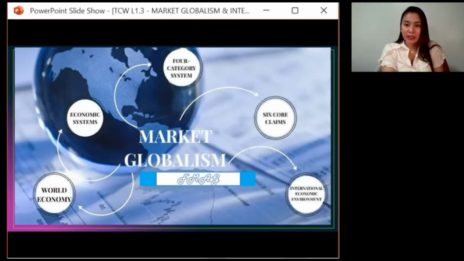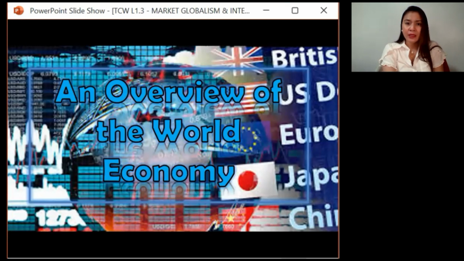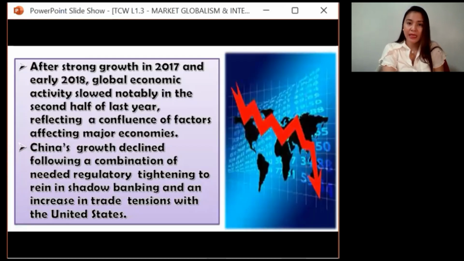So now let us move forward and talk about the overview of the world economy. So basically, guys, after the strong growth in 2017 and early 2018, global economic activity slowed notably in the second half of that year, reflecting a confluence of factors affecting major economies. So, of course, China being one of the major economies, China's growth declined following a combination of the needed regulatory tightening to rein in shadow banking and increases in trade tensions with the United States.